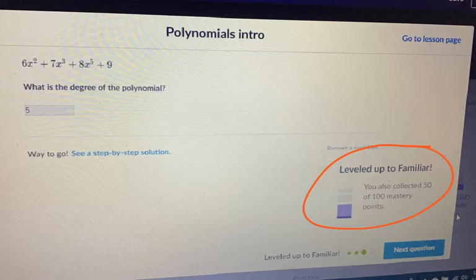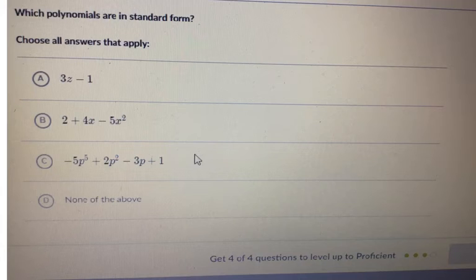Looks like there's one more question. So I click next question. I've gotten 3 in a row. So pause it if you want to get this problem down in your notebook. So it's going back to the original question. Which one's in standard form? Guess what? That one's in standard form.